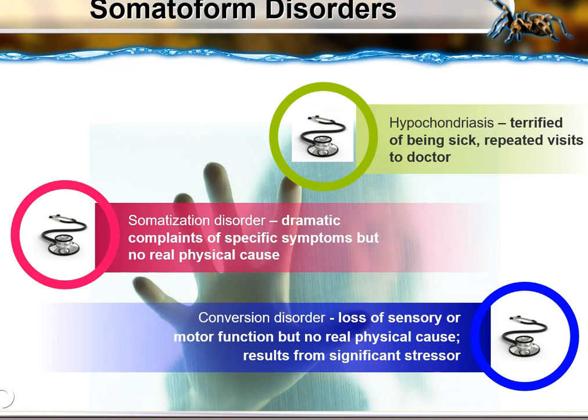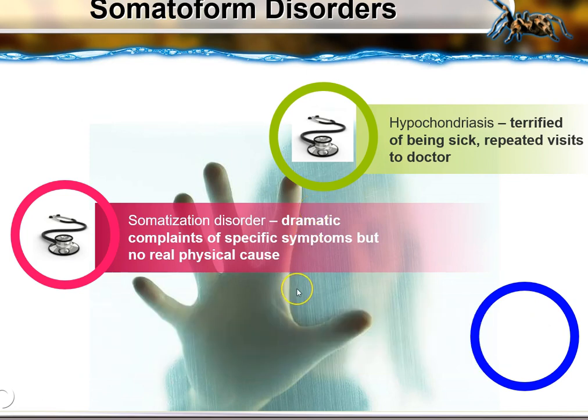So somatization would be when a person has dramatic complaints of a specific symptom, but there's no real physical cause. Conversion disorder would be a loss of sensory or motor function, but no real physical cause. It may result from a stressor, though. And then hypochondriasis would be just being terrified of being sick. And again, a lot of times people throw this term around.